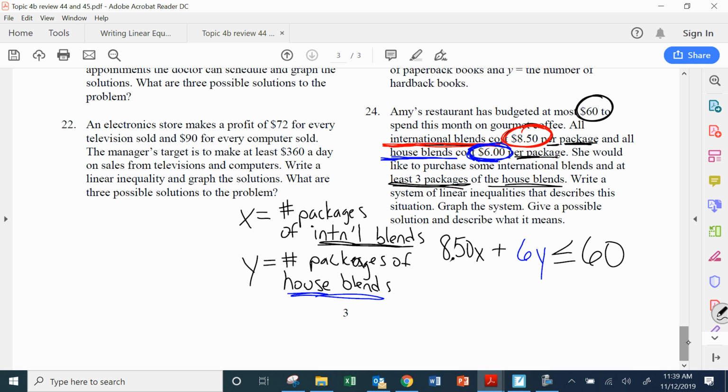So if I need at least 3 packages of house blends, again, house blends are down here, so Y is going to be in the formula. X is not, just Y, because that's the only requirement is house blends. So Y, which again represents the number of packages, has to be at least 3. All right, well, at least means greater than or equal to. It could be more than 3, or it could be equal to 3. And then 3. There you go. That's your second inequality.